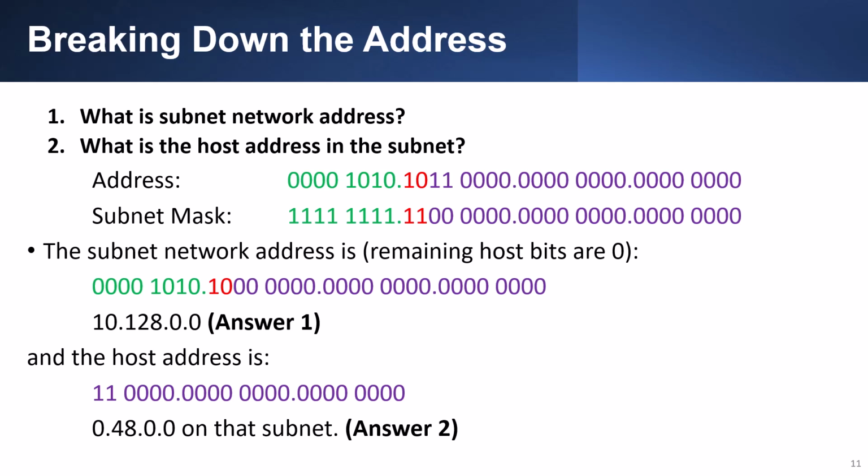The network number addresses with the host bit set to 0. The binary is shown on the screen, which is 10.128.0.0. And the host address is derived from the host bits with all of the network bits set to 0. The host address is 0.48.0.0, which is answer 2.